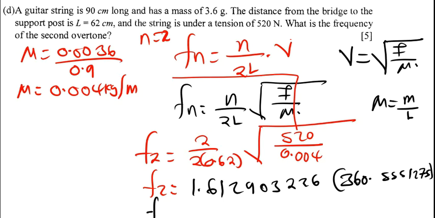So the second overtone will be equal to 360.5551275 times 1.6129032226. So I'm getting 581.54 hertz. So that is my second overtone. So that is it for this problem.